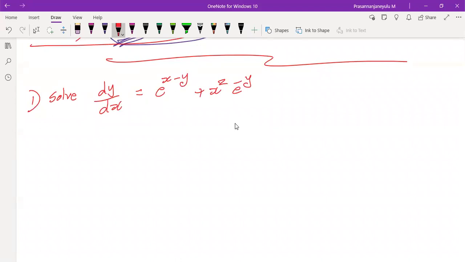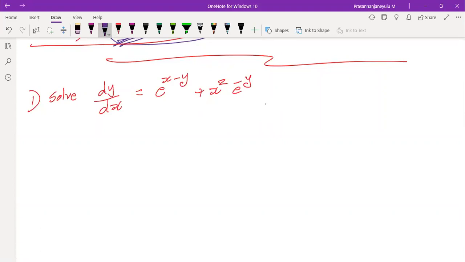Okay. Now how to write the equation? We can take e power minus y common. Writing e power x minus y as e power x by e power y, we can write e power minus y in the denominator, or we can take e power minus y common.